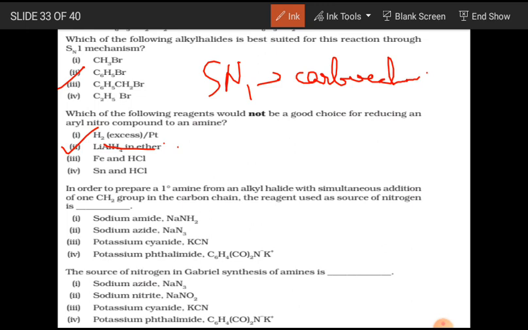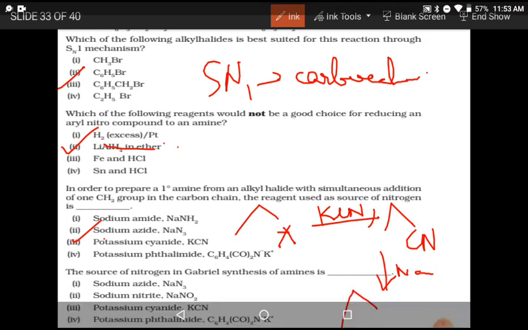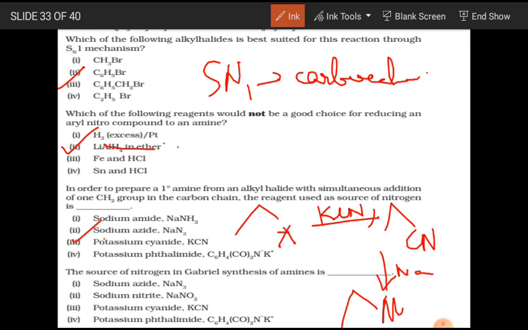In order to prepare primary amine from alkyl halide with simultaneous addition of one CH2 group in carbon chain, the reagent used as a source of nitrogen is? So the answer is potassium cyanide, KCN, because we have a compound like this. So this has to be first treated with KCN. So we will be getting CN, and now we can treat it with sodium in ethanol. We will be getting a primary amine over here, NH2 over here.